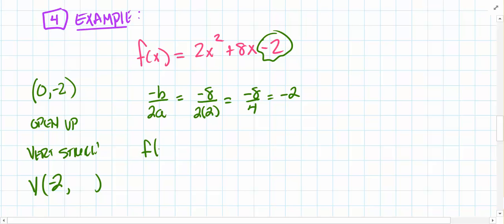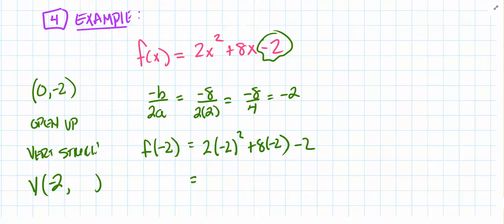Does that make sense? Then I've got 2 times negative 2 squared plus 8 times negative 2 minus 2. Everybody good so far? All I'm doing is taking the negative 2 and plugging it here and plugging it there. You guys see it? The highlighter part? That's what I'm doing. I'm not sure if that was 100% clear to everybody.